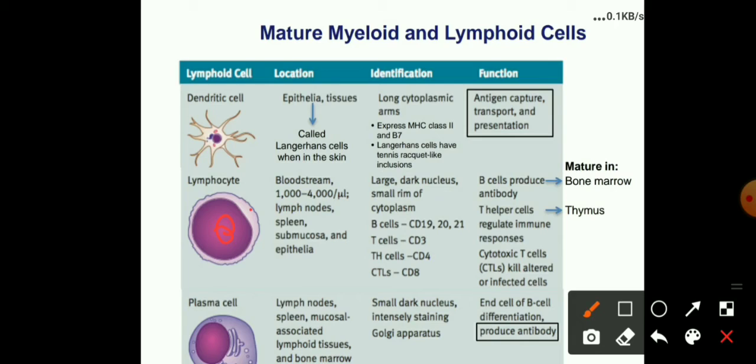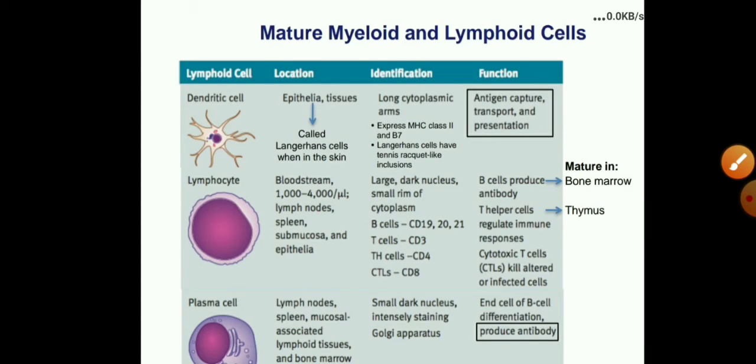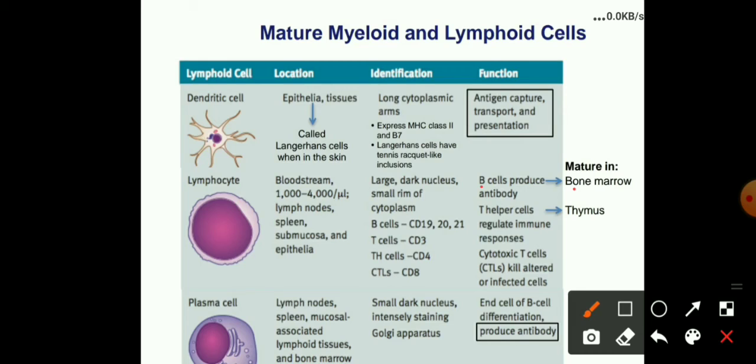The functions of lymphocytes: they consist of B cells, T cells, and T helper cells. B cells produce antibody. B cells are matured in bone marrow, and T helper cells are matured in thymus. So B for bone marrow, T for thymus. They both regulate the immune responses. And cytotoxic T cells kill the altered or infected cells.